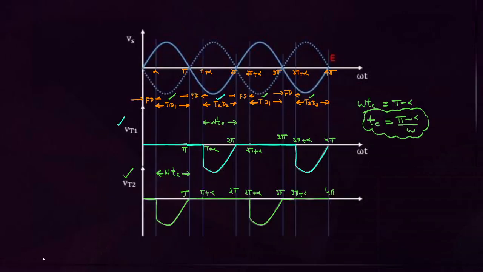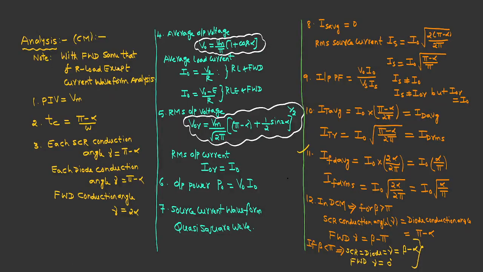Only conduction angles are different. This is mainly how to concentrate in the analysis. With freewheeling diode, it is the same as R load except current waveform analysis. In every rectifier, I am giving this statement, friends. With freewheeling diode, the analysis is similar to resistive load. Only difference is conduction angles. That is current waveform analysis.